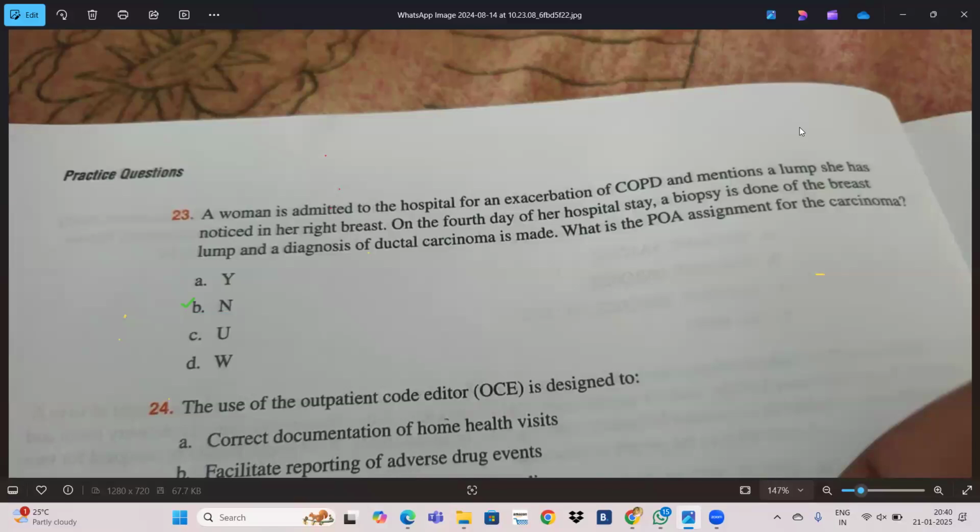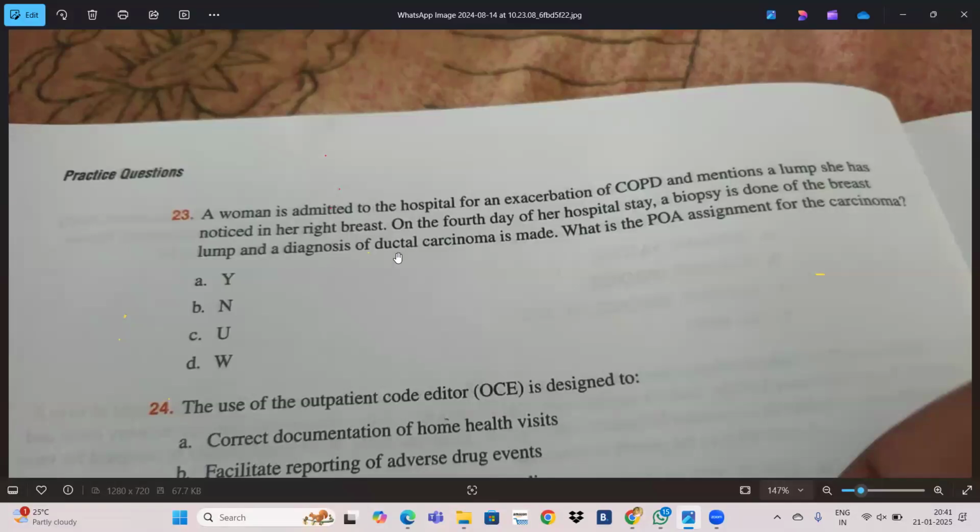Y only. Everybody agree with Y or anybody N? Who are saying N, why are you selecting the N indicator? After admission they are noted, after developing only. See guys, the patient has a lump, right? At the time of admission, the patient had noted a lump on the right breast. Then they took a biopsy, meaning they collected a sample from the lump. Then they identified that it was not a lump, it was a cancer.